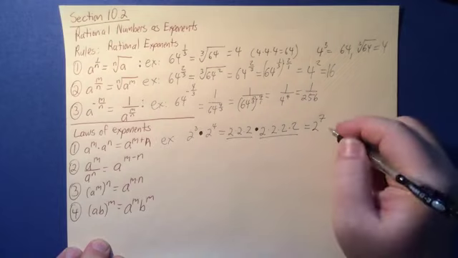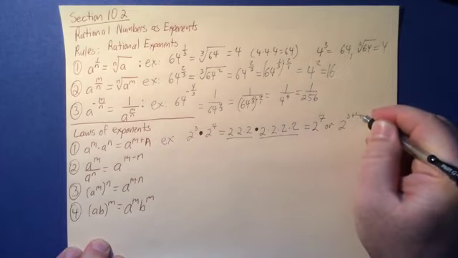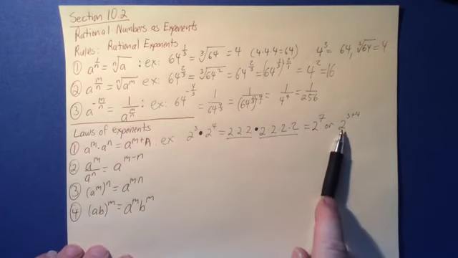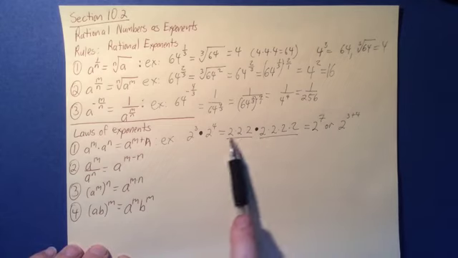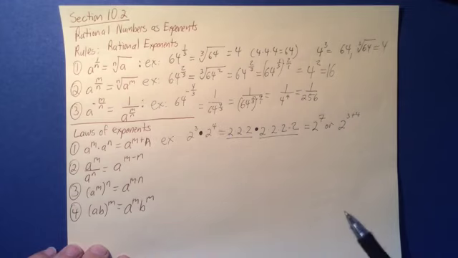Hence why we could also write this as 2 to the 3 plus 4 by simply adding the exponents. So this is just an illustration of why this property works. I don't expect, in fact, I don't even want to see you executing this each time. Simply add the exponents and take advantage of that property.